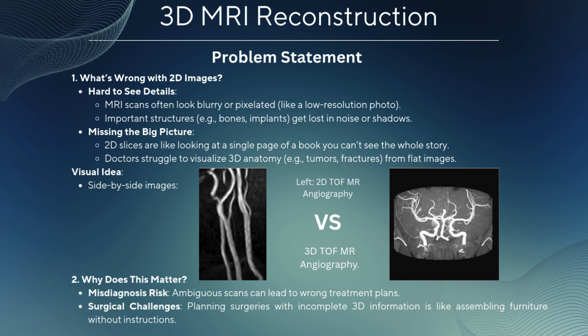So why does this limitation matter? Now let's talk about the real world impact of these limitations. One impact is misdiagnosis risk. Ambiguous scans can lead to incorrect treatment plans, delaying recovery or worsening outcomes. Another impact is surgical challenges. Imagine assembling furniture without instructions. That's what surgeons face when planning procedures with incomplete 3D information, which increases the complexity and also the risk.